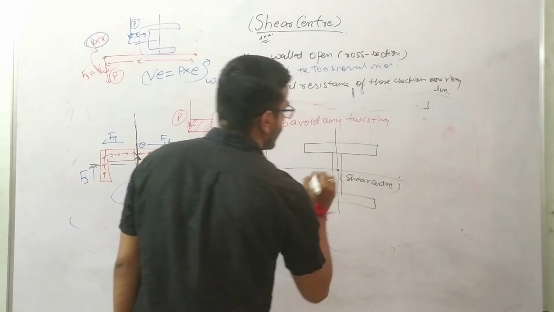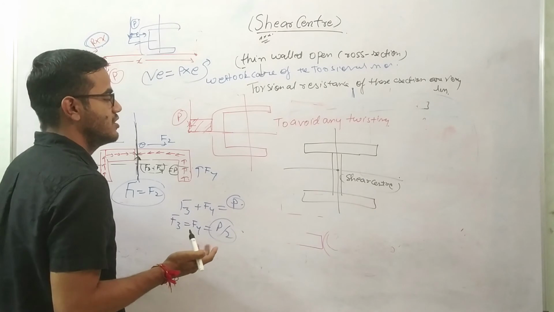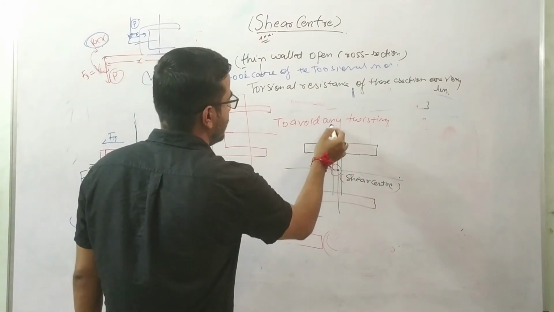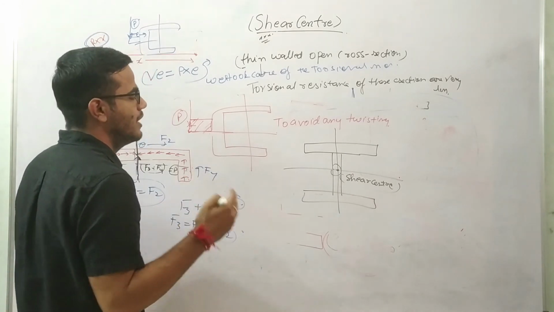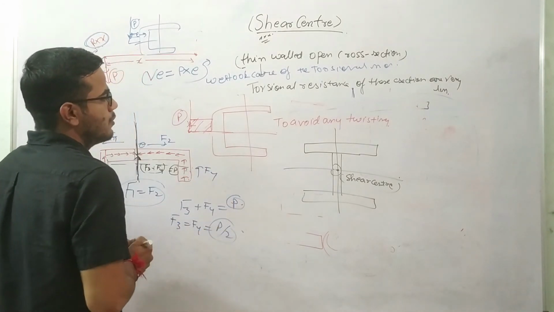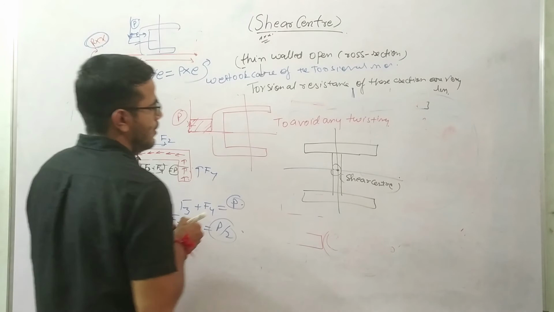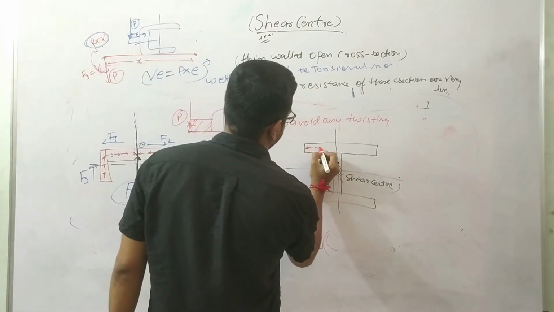Okay, that's why we don't bother about the shear center in case of I section, because we already know what the shear center is. We'll simply keep the load along this principal axis. Okay, so there will be no bending, there will be no twisting. Okay, so this is the case. This is the shear flow. Shear flow will look like this.